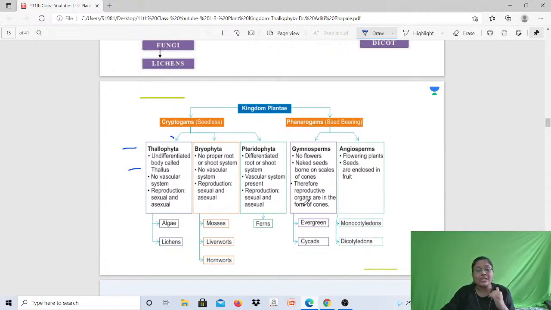Then a proper vascular system, xylem and phloem, which are arranged in vascular bundles and carry out their respective functions. So the vascular system is present. Again, reproduction is sexual in some and asexual in some. Example: ferns. Coming to phanerogams, gymnosperms are non-flowering plants. That means they do not produce any flowers, and therefore no fruits. Understand?